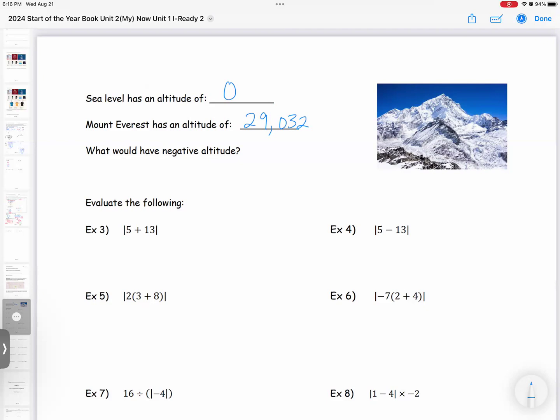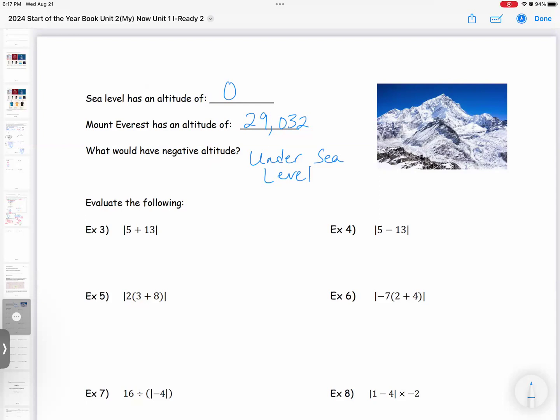Now, if you think about this as we talk about absolute values, what would have to be something like a negative altitude? Well, if sea level represents 0 and Mount Everest is over 29,000 feet, then a negative altitude would be something like underwater, so under sea level. A prime example of that would be something like the Mariana Trench, where submarines would end up, or fish that are deep down in the depths of the oceans and whales can go into.